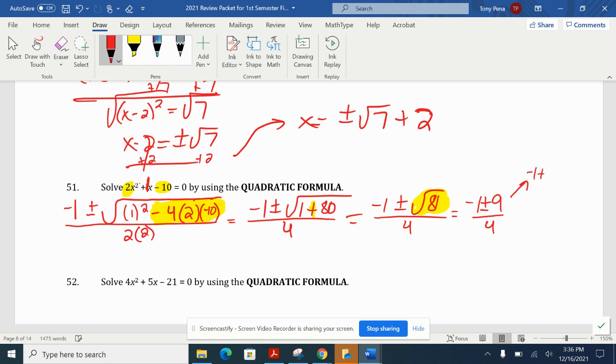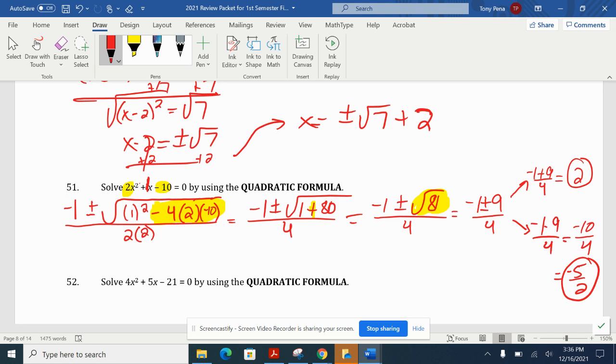When I do a negative 1 plus 9 divided by 4. And the other one is when I do a negative 1, and then I have to subtract, so I'll do this minus 9 divided by 4. Then we just simplify those. This is 8 divided by 4, so that answer is going to be 2. This is a negative 10 divided by 4, so negative 10 fourths, which when I reduce should be negative 5 over 2.